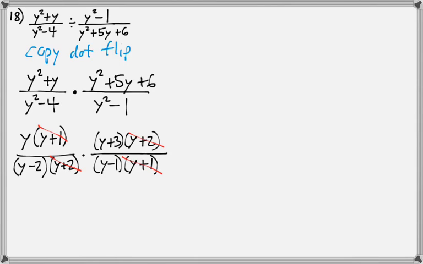And that looks like it. So then I'm just going to put what's left, which is a y and a y plus 3, and then a y minus 2 and a y minus 1.